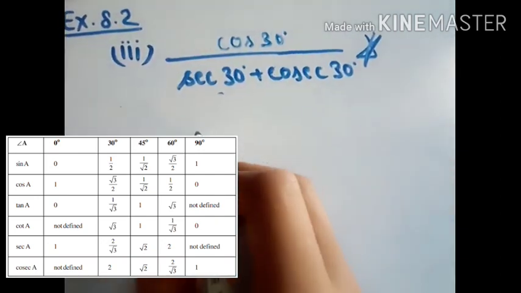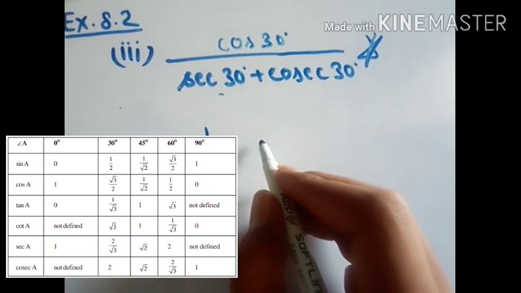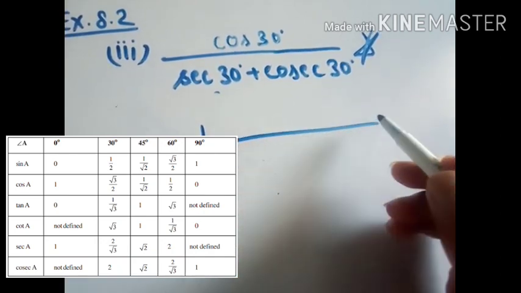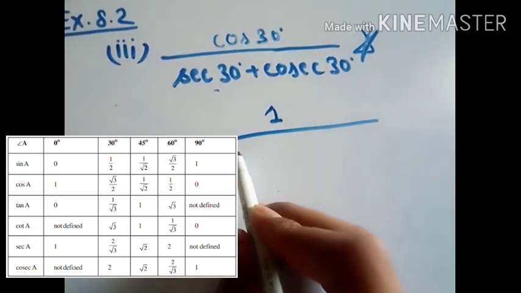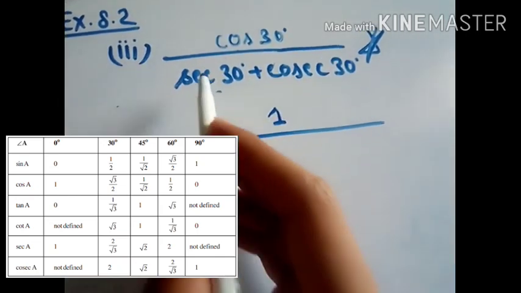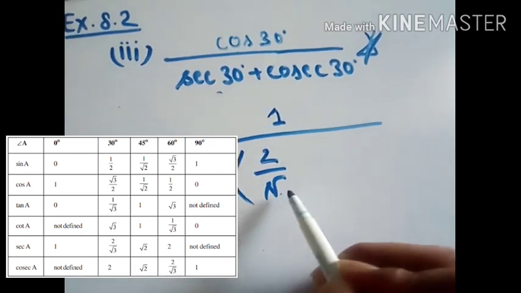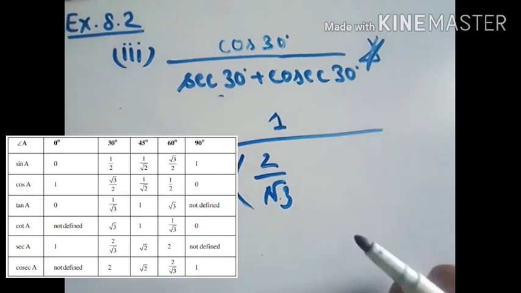Cos 30, you can write it as 1 upon root 2. Understand? And as you write this, 1 upon root 2 will be denominator and 1 will be here, and in bracket sec 30, you know it is 2 by root 3. You can use the table, and how I do it, let me tell you.